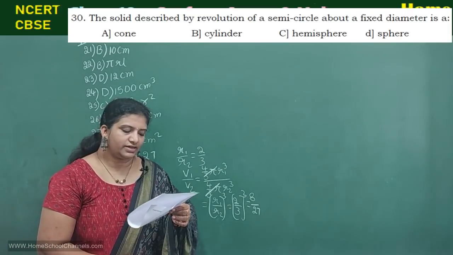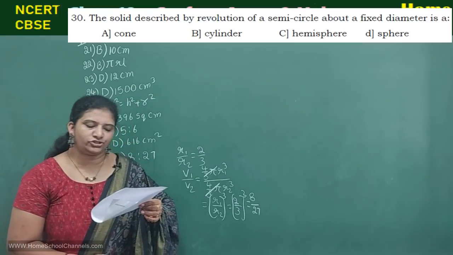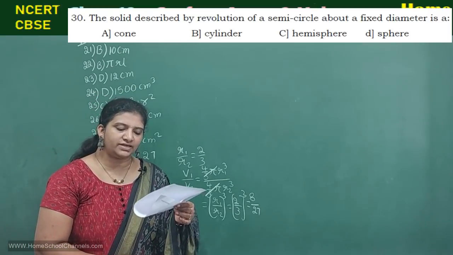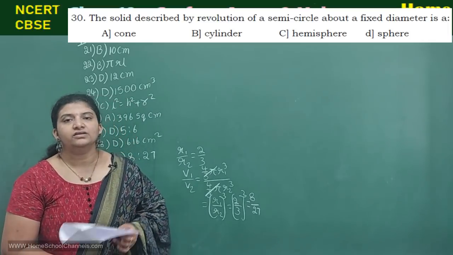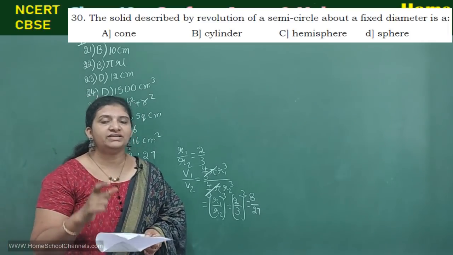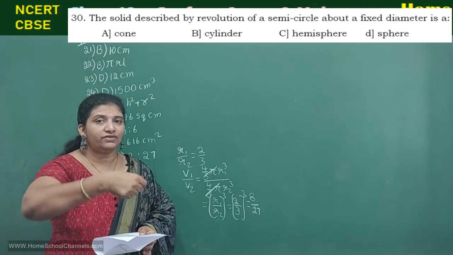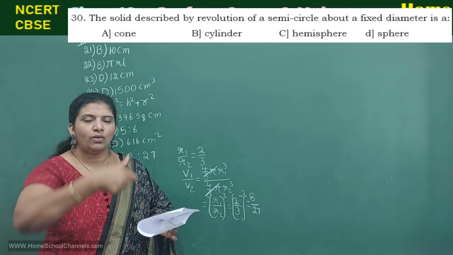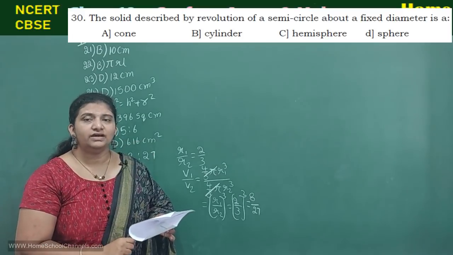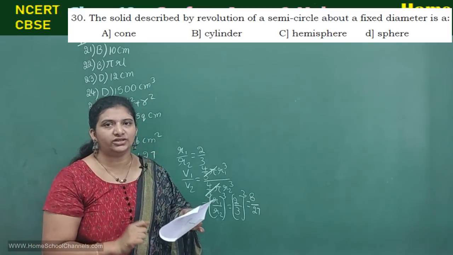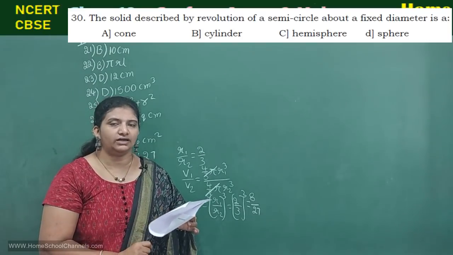30th question. The solid described by revolution of a semicircle about a fixed diameter is a dash. Suppose a semicircle is having a fixed diameter. If we are going to rotate that diameter, what happens? Which shape does it come? If a semicircle is revolved about the diameter, then which solid is formed?